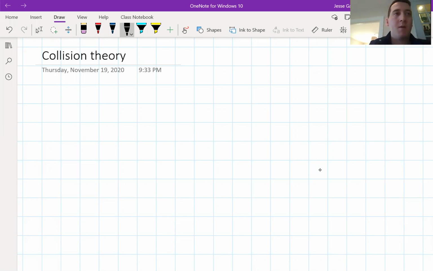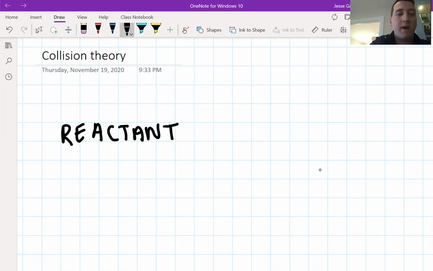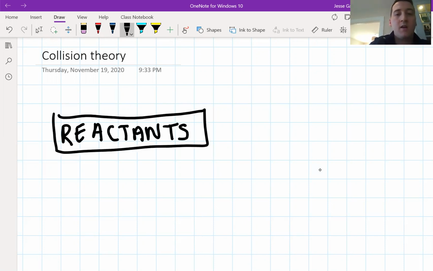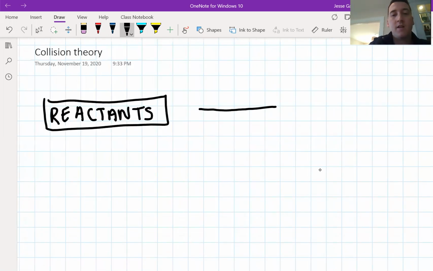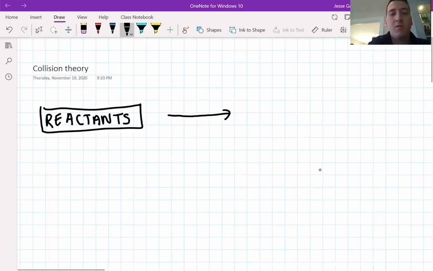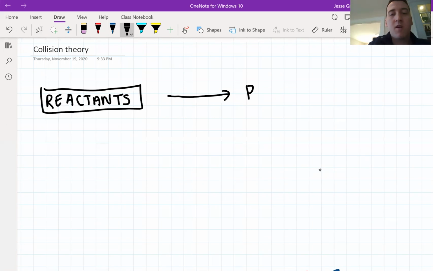Today's video, we're going to learn about something called collision theory. Collision theory has to do with chemical reactions, and in a chemical reaction, we always start out with reactants. These are the chemicals that we start with at the beginning of the reaction. Reactants always mix together and they react. This arrow shows a reaction to produce the products. These are the chemicals that we produce in the reaction. So reactants mix together to produce products.